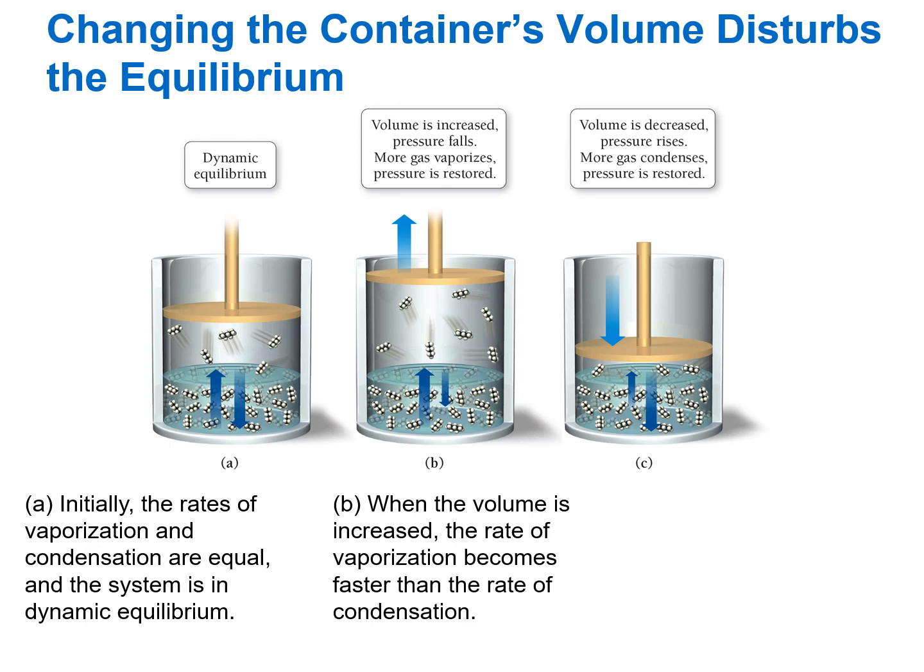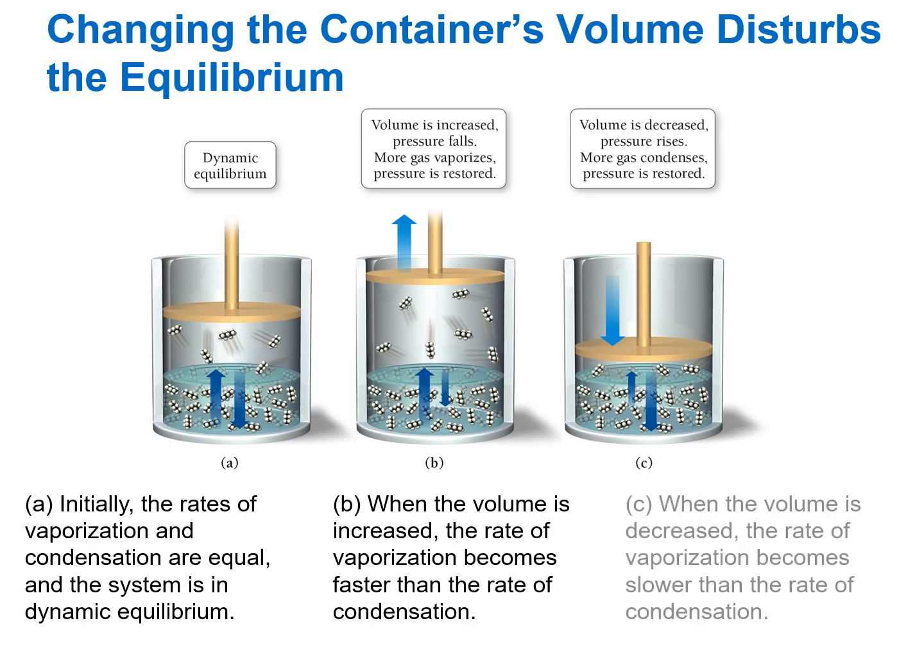So vaporization becomes faster than the rate of condensation in those moments just after the increase of volume. Well, what happens when the opposite is true? What happens when volume decreases? Well, when that happens, then pressure is going to increase.